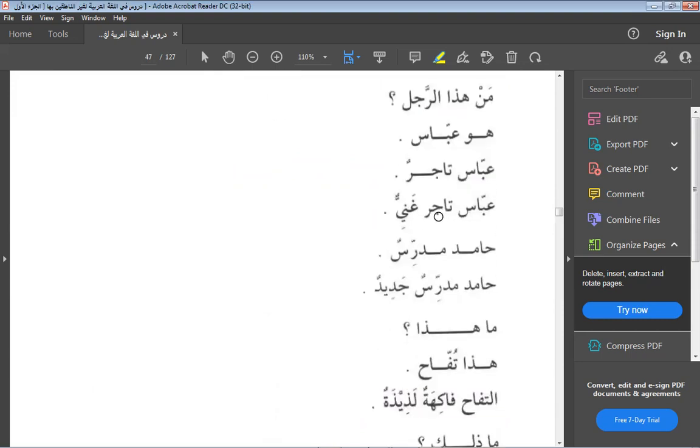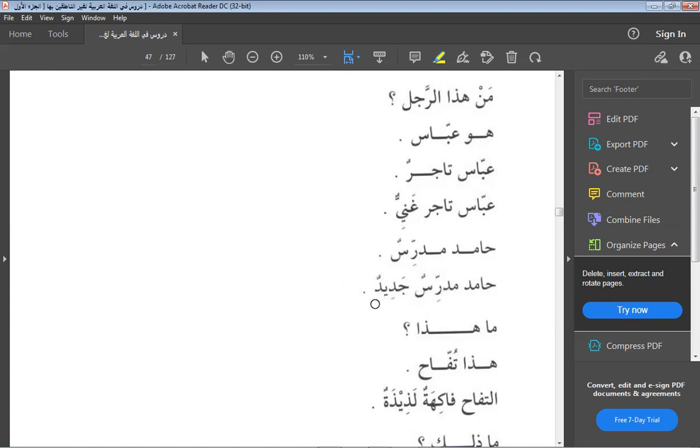Look at tajirun, ganiyun. You see, tajirun came indefinite. Tajirun, a trader. And then ganiyun also came indefinite. Tajirun is masculine, ganiyun is masculine. Tajirun is singular, ganiyun is singular. Tajirun, one is one. It is not tajirani or tajiruna or tujjar. We have ganiyun also being singular. So they agree in number, gender, definiteness, and indefiniteness. They agree in case ending vowel.